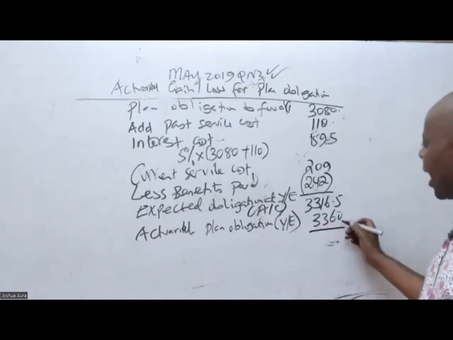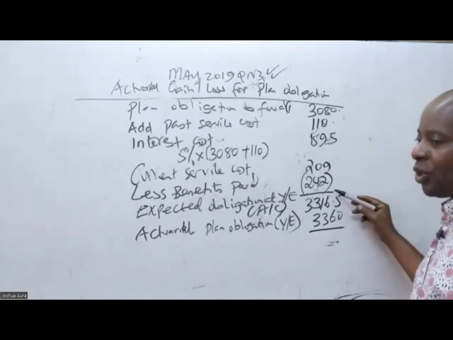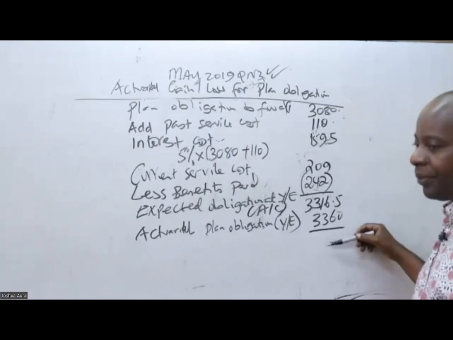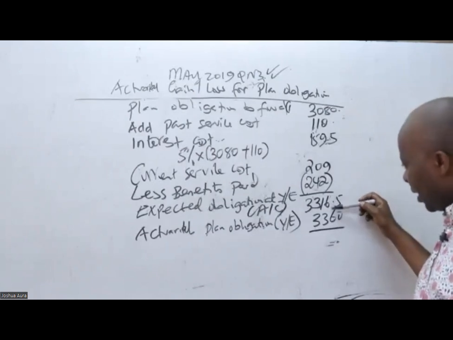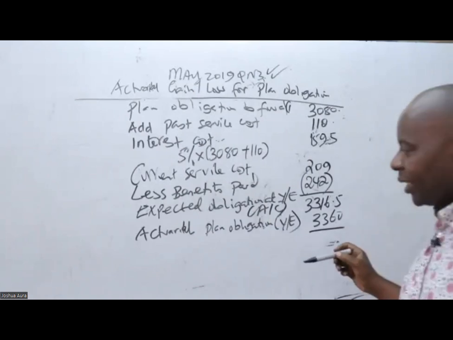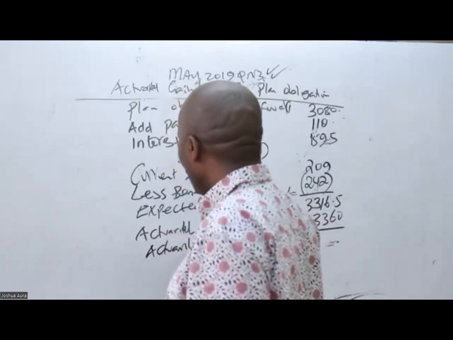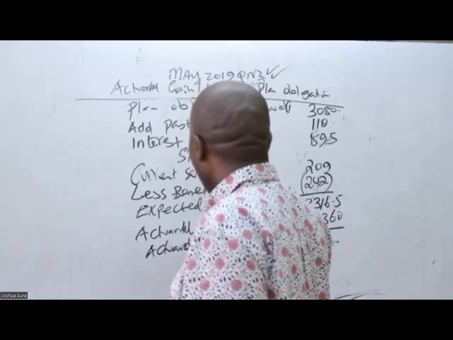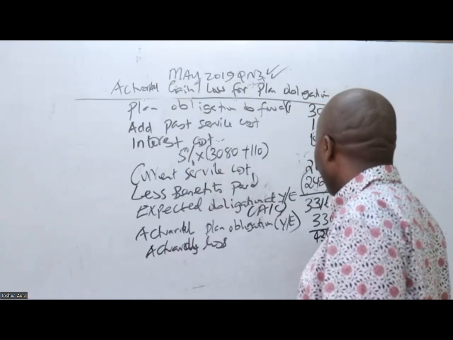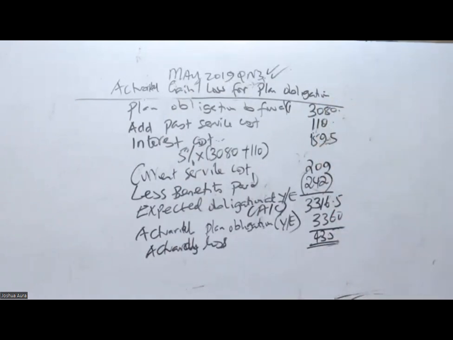So in this case, the obligation has increased. When an obligation increases, is it going to be an actuarial gain or an actuarial loss? I can see the obligation has increased to 3360. It is a loss, isn't it? So we have here an actuarial loss, because the obligation has increased by 43.5.